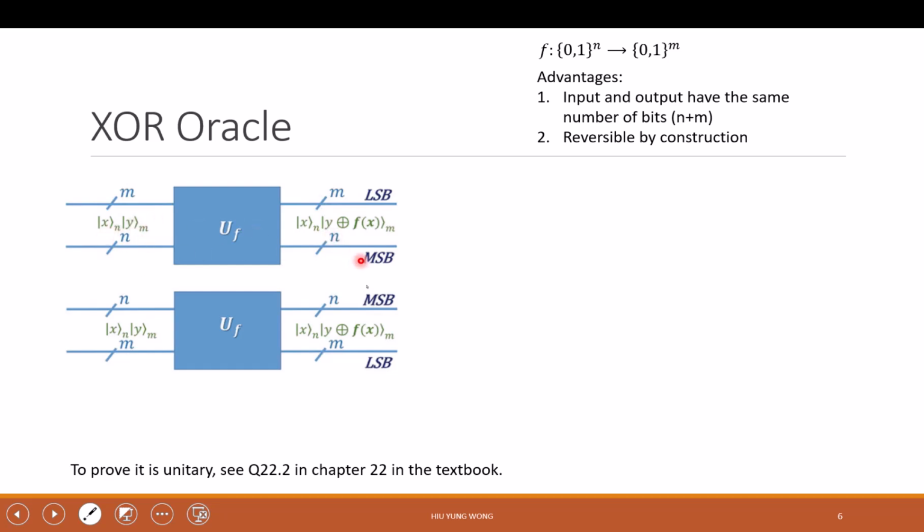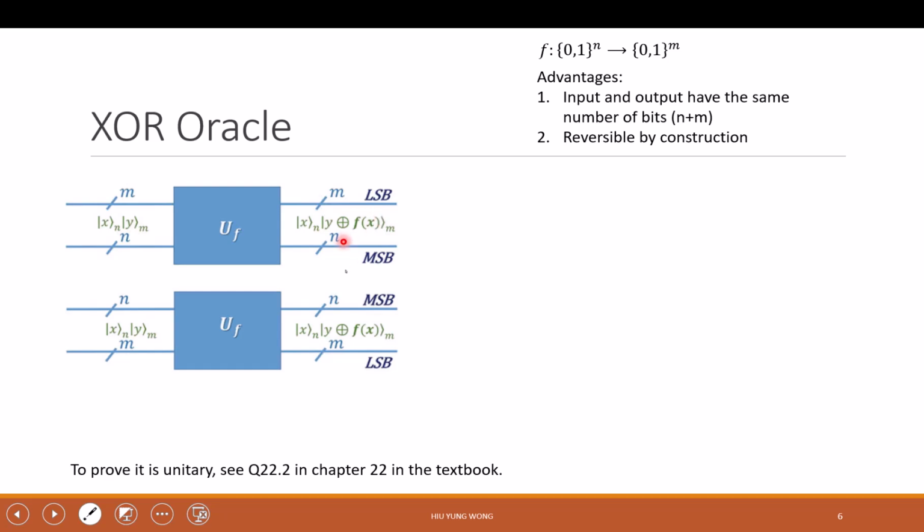So look at this. On the top is MSB, at the bottom is LSB. You see that I have n qubits of MSB coming in and m qubits of LSB, and they are x and y. And then the oracle needs to function in this way. Then we call it the exclusive or oracle: the n qubits, the x, don't change, but the y becomes y exclusive or f of x.